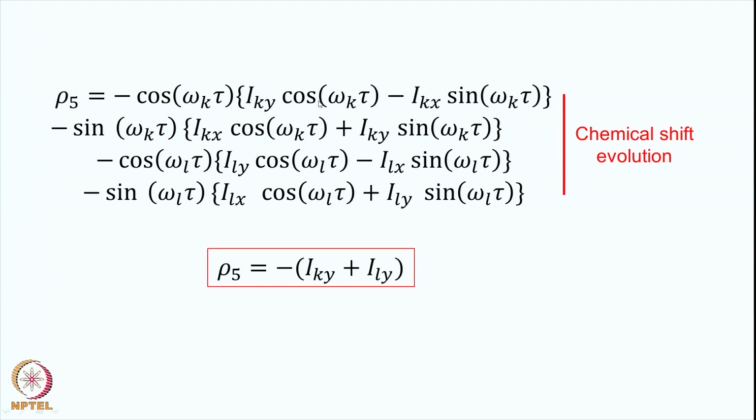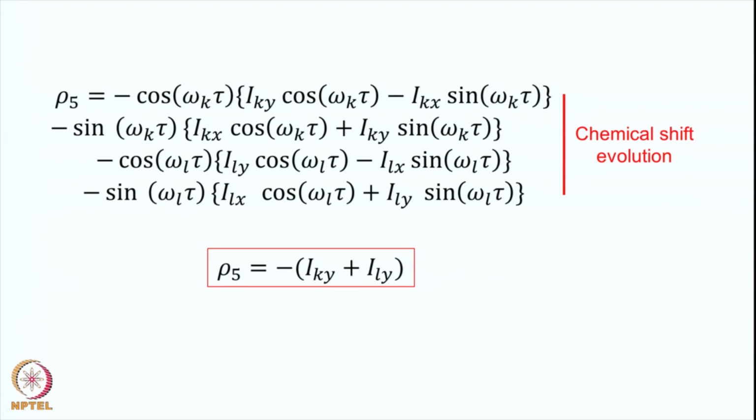From these two we retain only this part, and similarly for the L spin we retain this part. These two terms remain: cosine square omega L tau ILY and sin square omega L tau ILY, and therefore we get ILY here, and the other two terms will cancel. We therefore in the end, for rho 5, get minus inside bracket IKY plus ILY. This is exactly equal to rho 2.